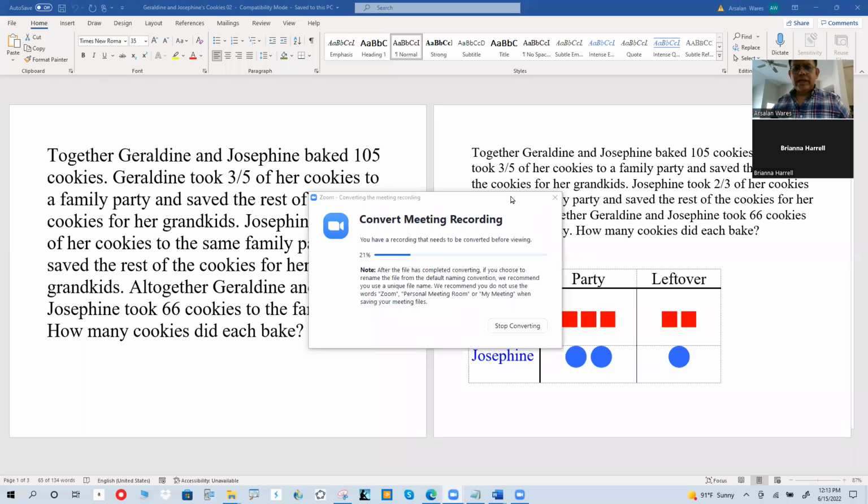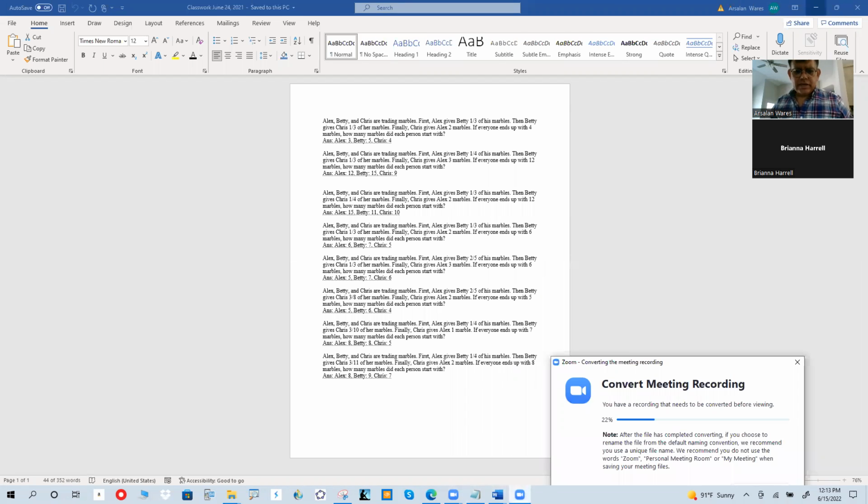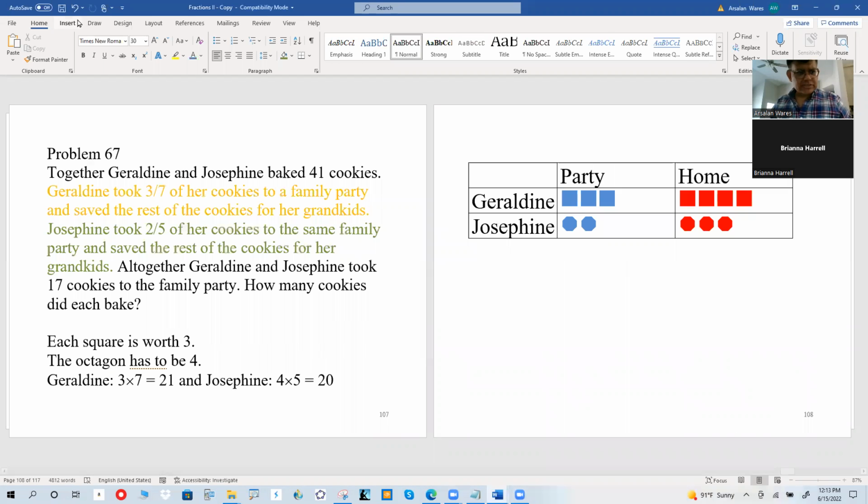Welcome back, guys. Just to let you know, we just did two problems today. We did Alex, Betty, and Chris, two of the hottest problems in this packet, and we did the one I call Geraldine and Josephine. Of course, the numbers are there. Where are they coming from? They're all coming from the fractions packet.